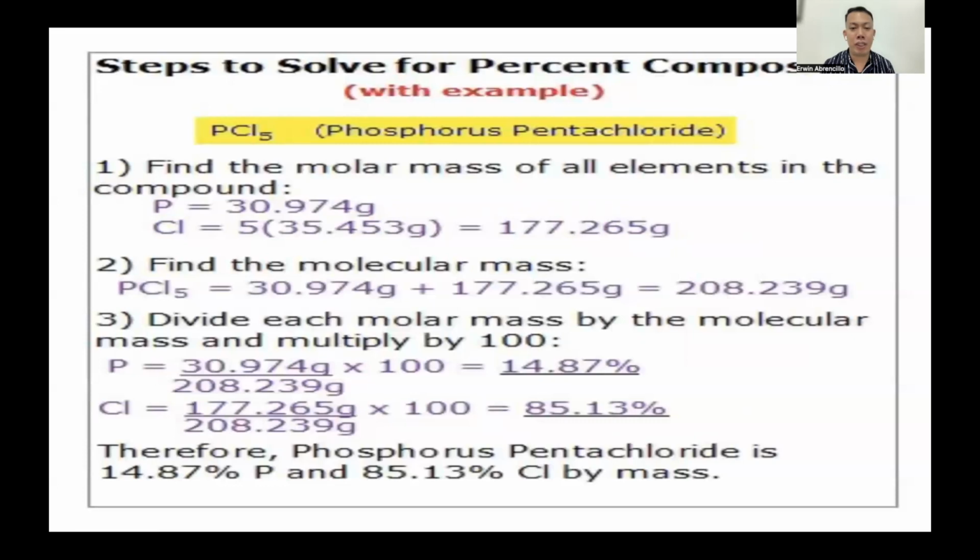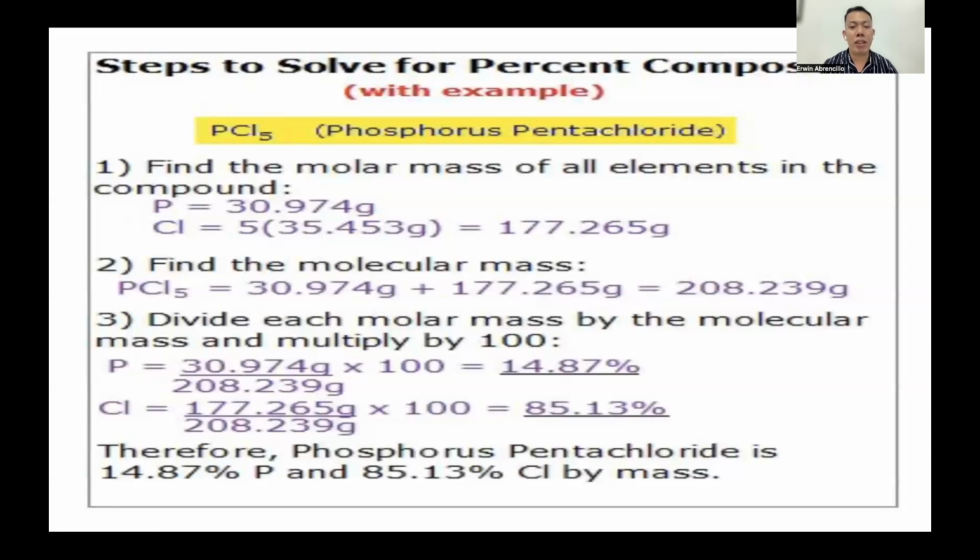Sorry, it's quite blurred. We have here the compound PCl5, or phosphorus pentachloride. How are we going to get the percent? First, find the molar mass of all elements in the compound. The molar mass for phosphorus is 30.974 and for chlorine is 35.453. However, there are 5 atoms of chlorine, so 35.453 multiplied by 5, plus 30.974, you'll get 177.265 grams.